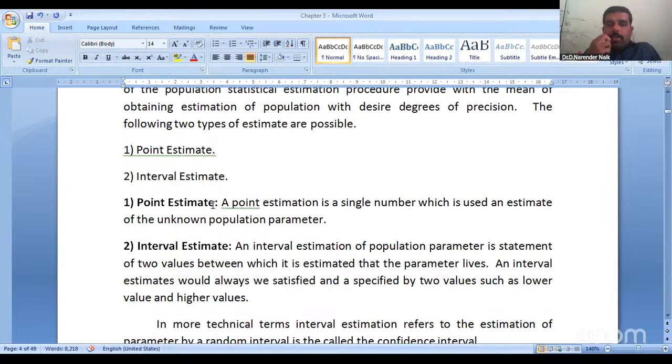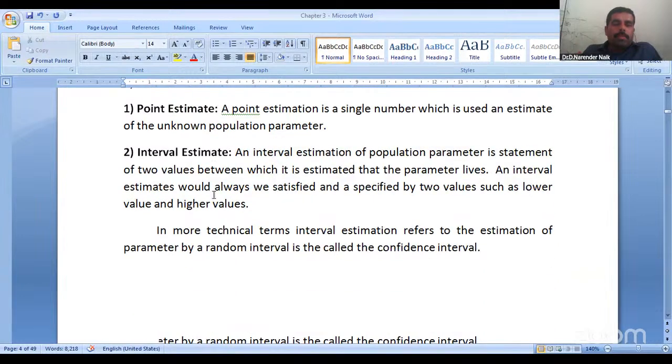The point estimation is a single number which is used as an estimate of an unknown population parameter. The interval estimate: an interval estimation of a population parameter is a statement of two values between which it is estimated that the parameter lives. An interval estimate would always be specified by two values, such as a lower value and a higher value. This is called an interval estimate.